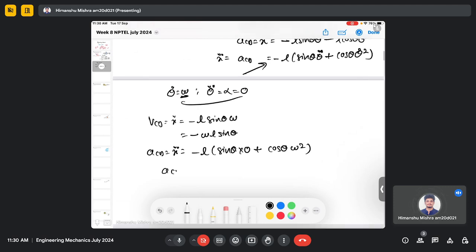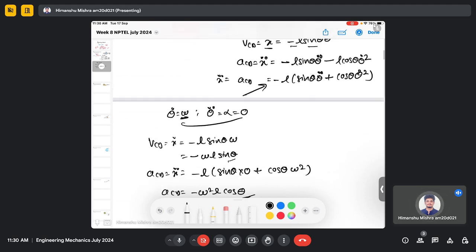So on simplifying, the acceleration of bar CD will be omega square L minus cos theta. So this will be my acceleration, and this will be my velocity of bar CD.